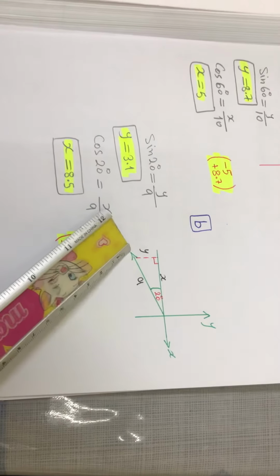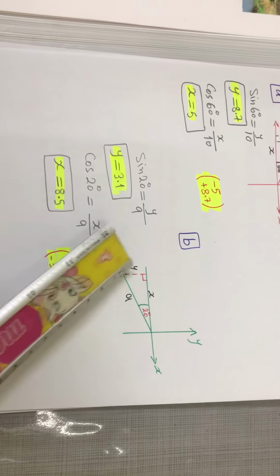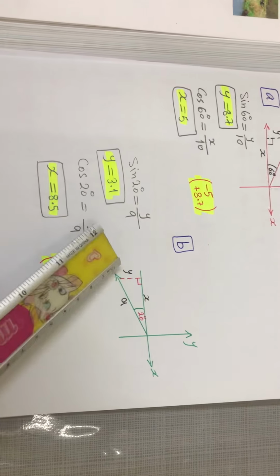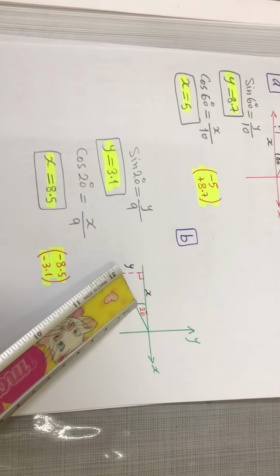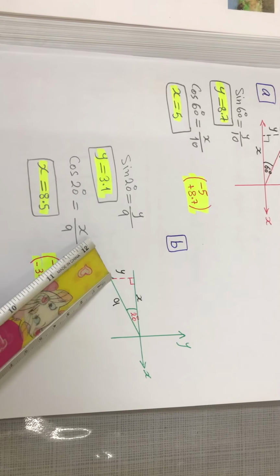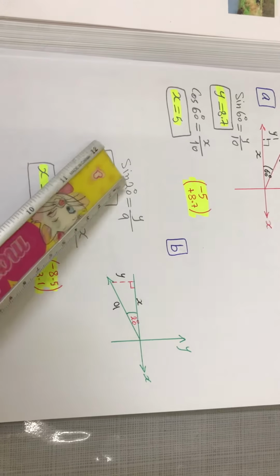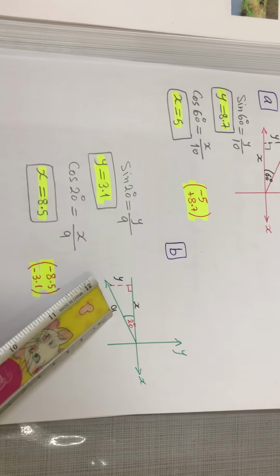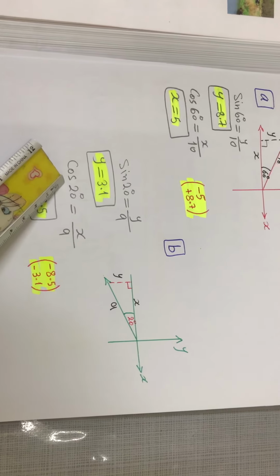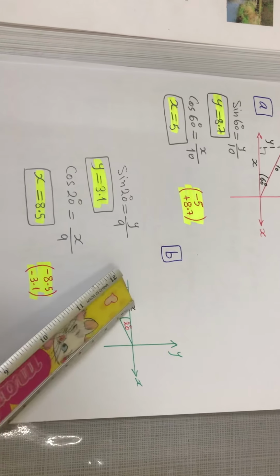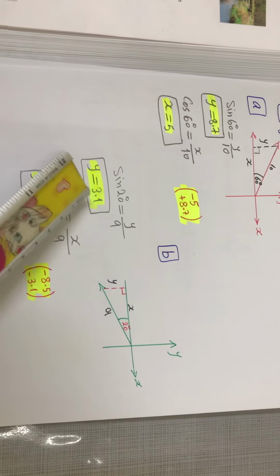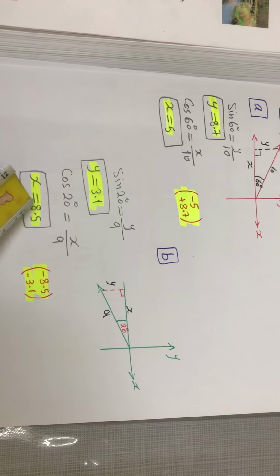I'll complete here the third side of the right angle triangle. I want to calculate y and x. y is opposite to angle 20 and x is adjacent to angle 20. To get y, I'll put it in sine. So sine 20 equals y over hypotenuse 9. And to get x, I'll put it in the cosine ratio. Cosine 20 equals adjacent x over hypotenuse 9. So now y equals 3.1 and x equals 8.5.